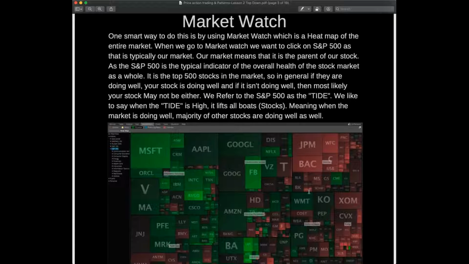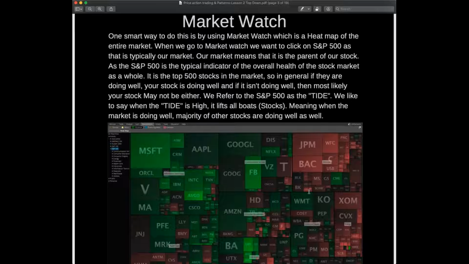So one smart way to do this is by using Market Watch, which is a heat map on the entire market. When we go to the Market Watch, we want to click S&P 500. That is typically our market. Our market is the parent of our stock, and the S&P 500 is a very good indicator of the overall health of the stock market as a whole. It is the top 500 stocks in the market. So generally, if they are doing well, your stock is doing well. And if they aren't doing well, then most likely your stock may not be doing well either.